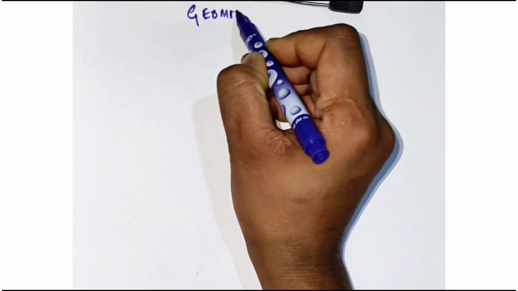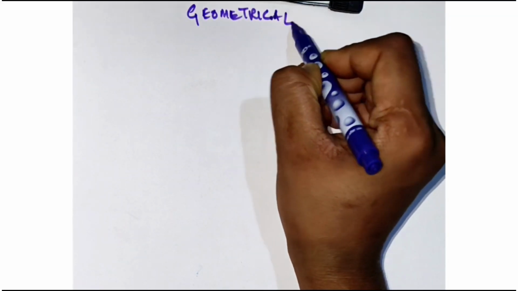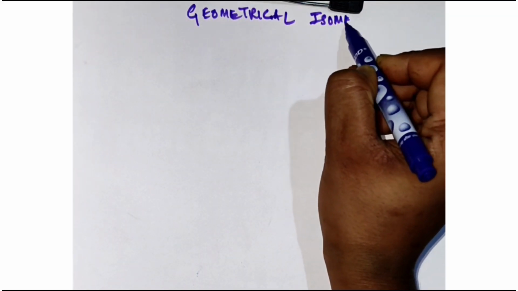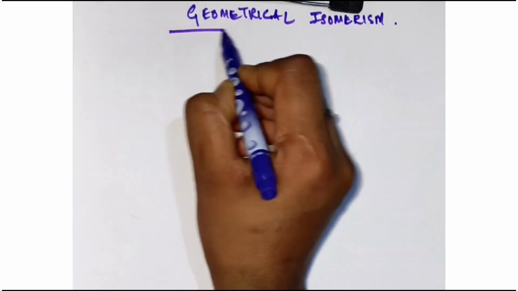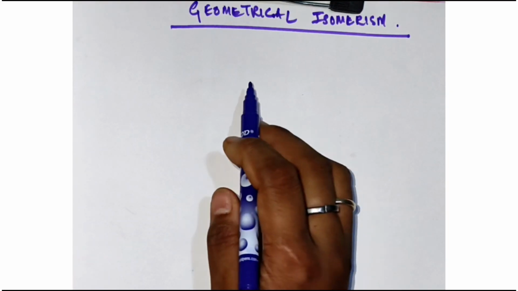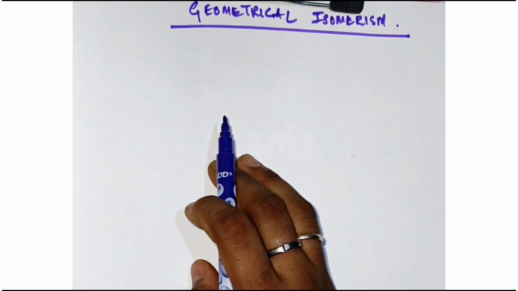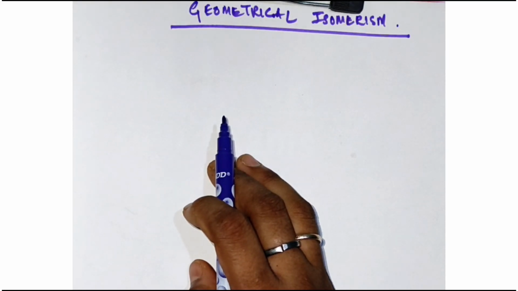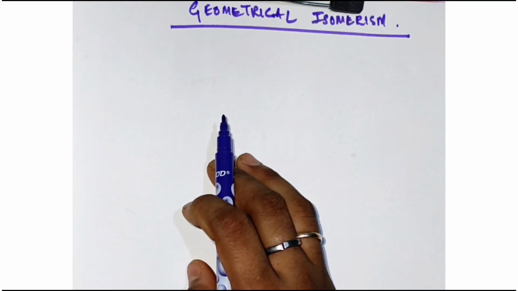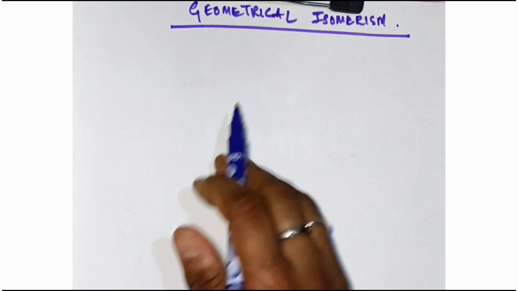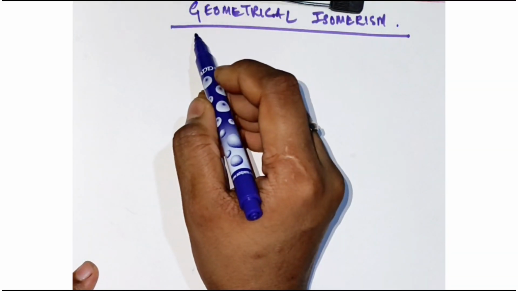So geometrical isomerism in coordination compounds cannot be exhibited by coordination compounds having two or three coordination number, as it is possible only for octahedral and square planar complexes. Here, for the geometrical isomers, the coordination number matters.